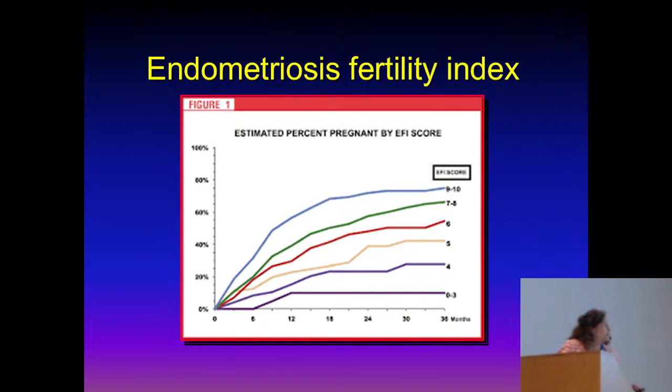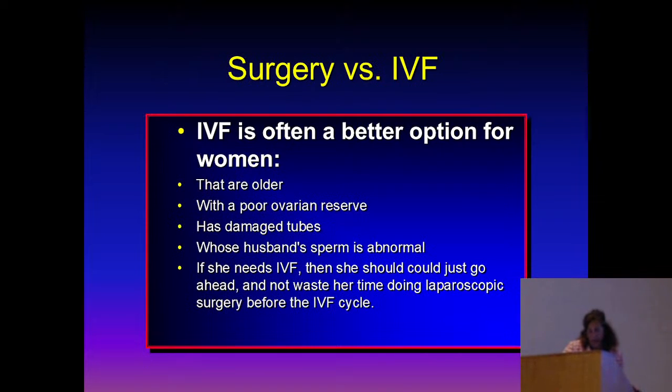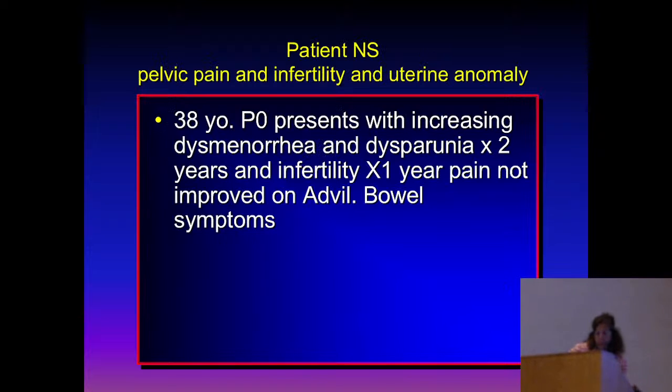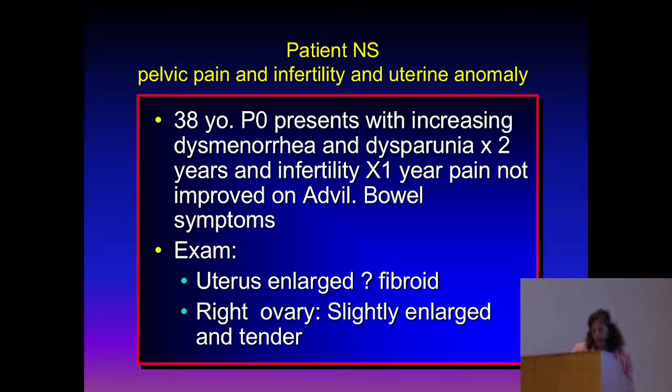So based on this, they have validated this endometriosis fertility index. David Adamson was the one who first reported it. And so they can estimate based on the score who's going to get pregnant and who is not. And it's very useful if they do go to surgery. But if you have other issues, damaged tubes, definitely abnormal sperm, you need to go to IVF and not waste time.